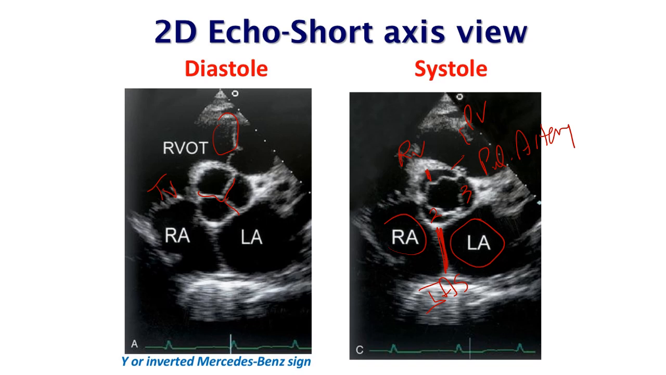So let's revise the structures again in this short axis at the level of great vessels. This is the aortic valve, this is the left atrium, this is the right atrium, this is the interatrial septum, this is the tricuspid valve, this is the RV, right ventricle, this is the RVOT, right ventricular outflow tract, this is the pulmonary valve, and finally the pulmonary artery. Also by tilting your hand, you can get the pulmonary artery branching into two main right and left pulmonary arteries.